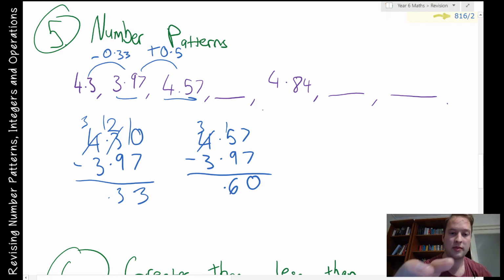Oh, it was 6. There you go. I must have made a mistake when I went to the next whole number. So it was plus 6. And then I'll check the next one and the next one.